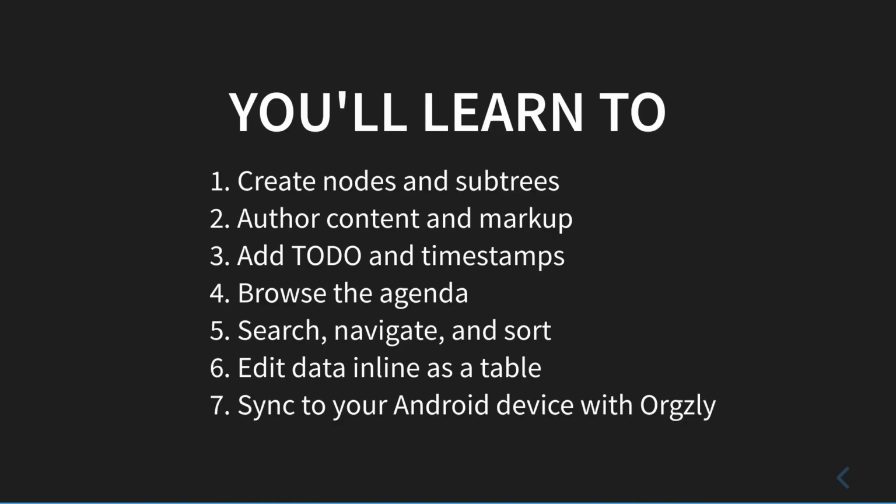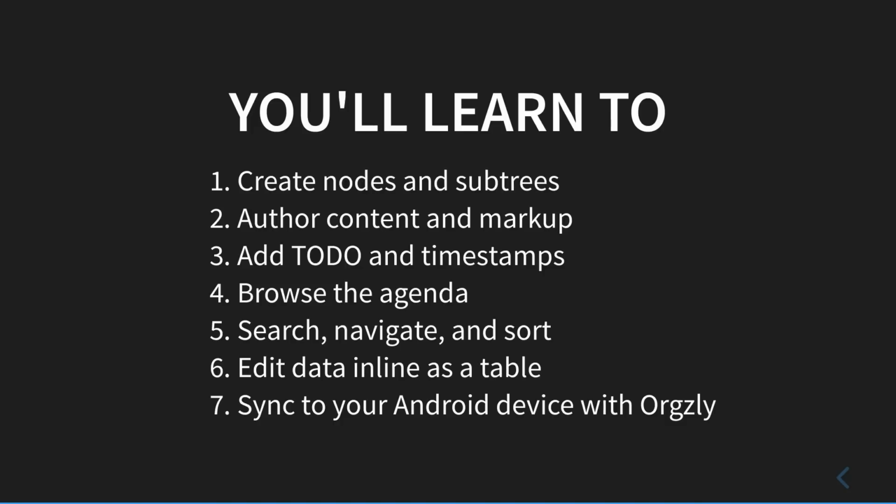You will learn to mark items as to-do and add timestamps to them to schedule them or add a deadline that we will then be able to visualize in the agenda or the global to-do list. We'll see how to search through your org file, to navigate your tree, and to sort items in a sublist. You can sort by timestamps, you can sort by some regex, some text-based sorts.